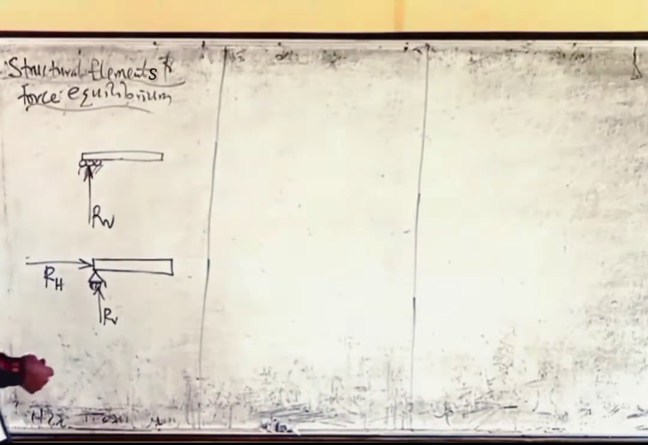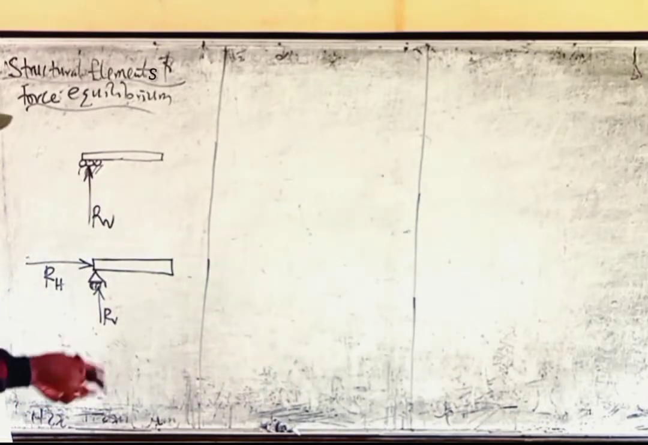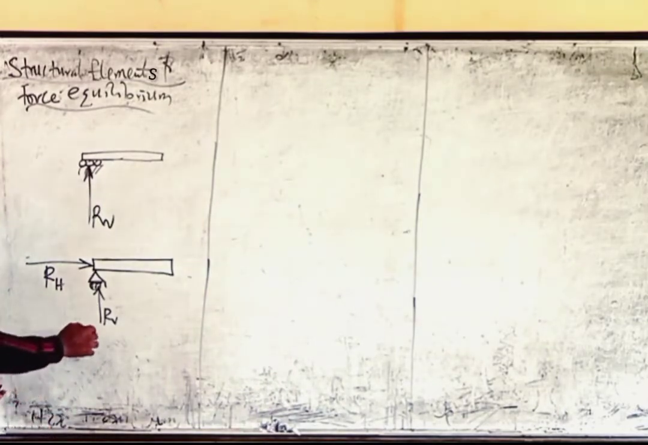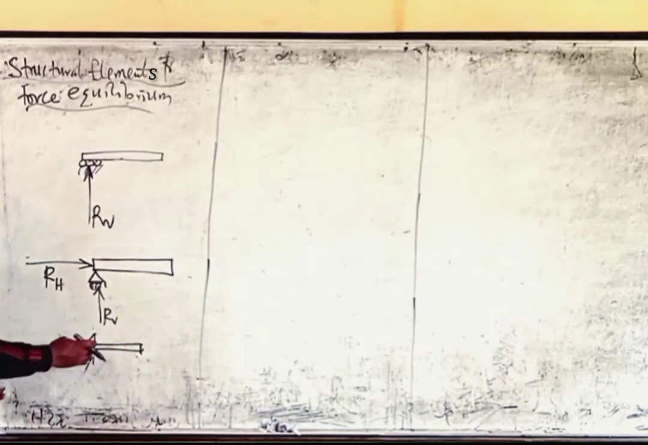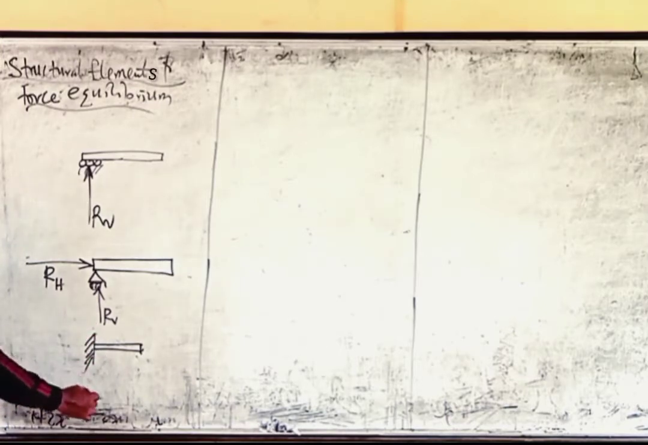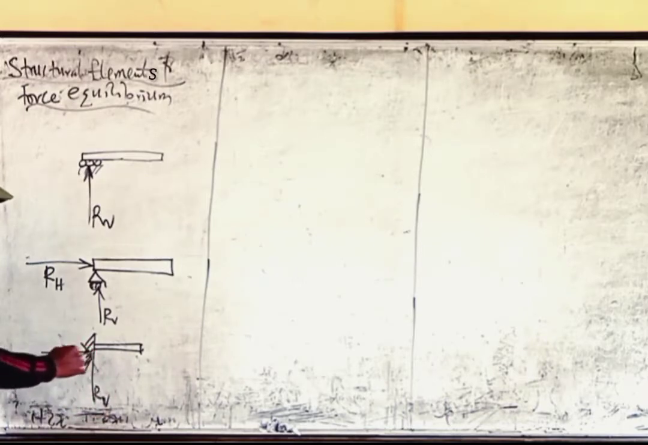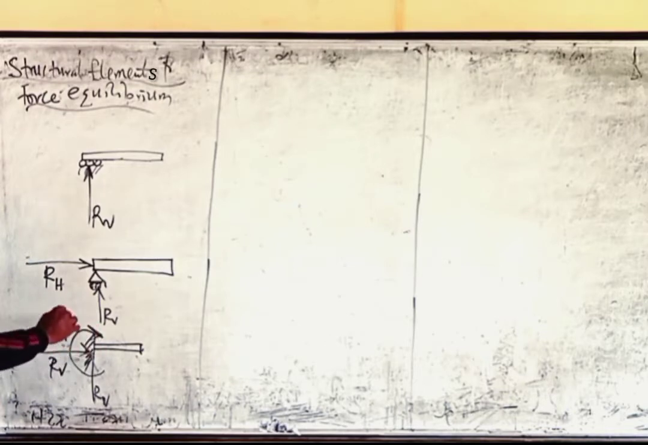The last one we have is called the fixed or built-in support. The symbol is like this. This one is called a fixed support. That means this place is fixed. It can resist horizontal loadings and vertical loadings, and it can also resist what we call bending moments.